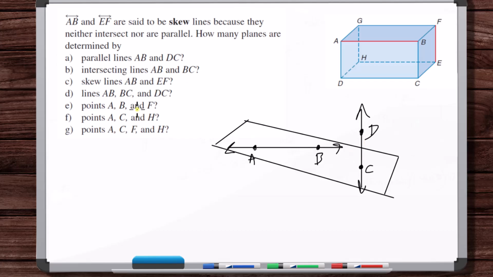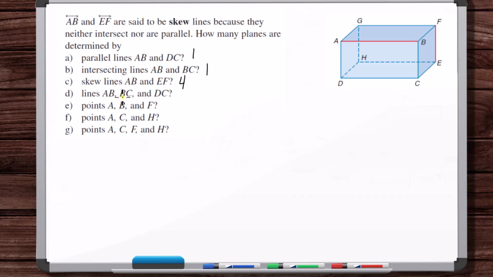Now, how many planes does that determine? Well, it's going to be 4. So this was 1, this was 1, and this is going to be 4. It's 4 non-coplanar points. All right, what about lines AB, BC, and DC? Well, that's going to be just one plane again.